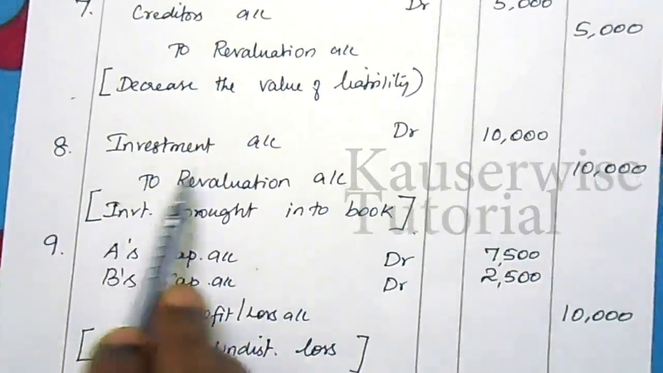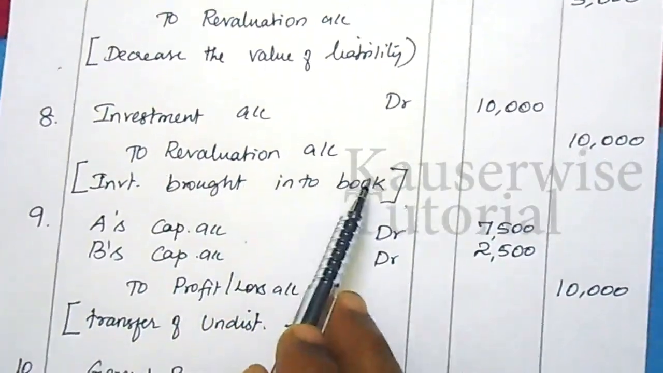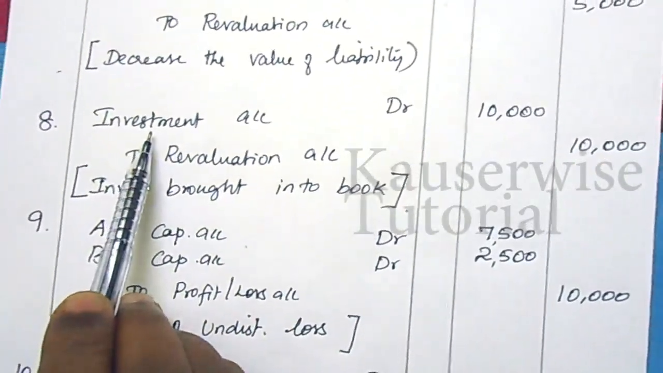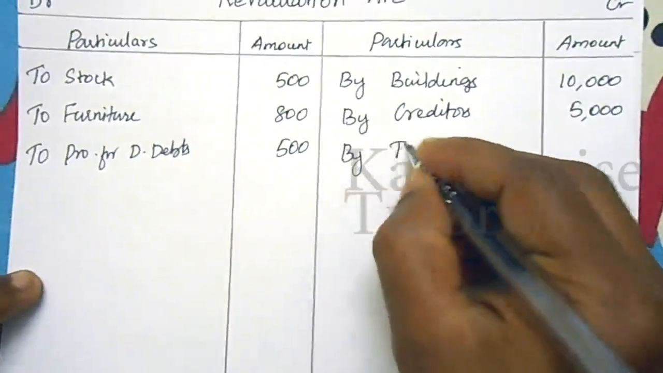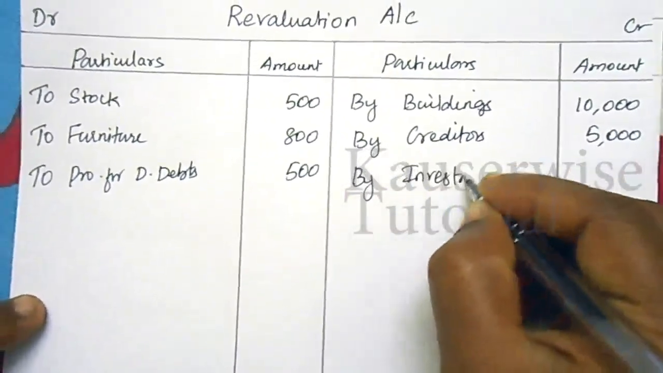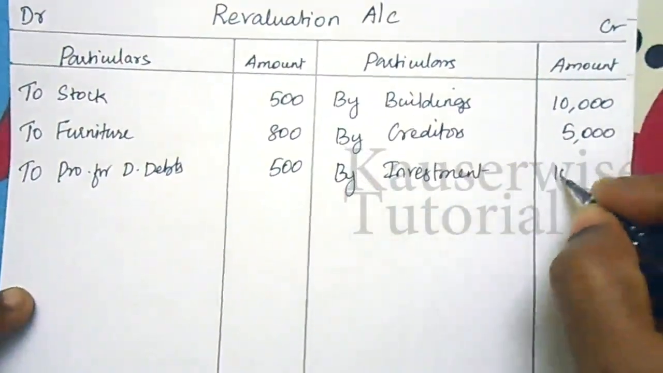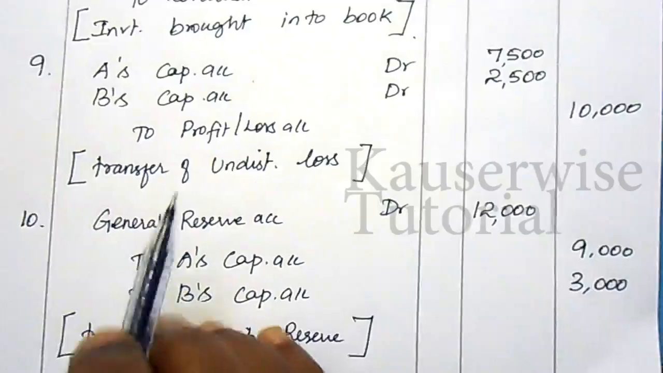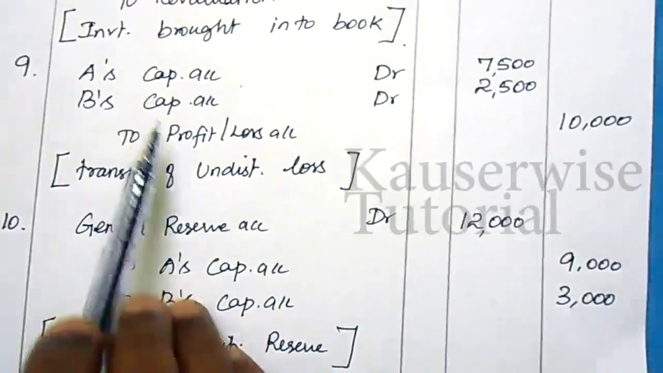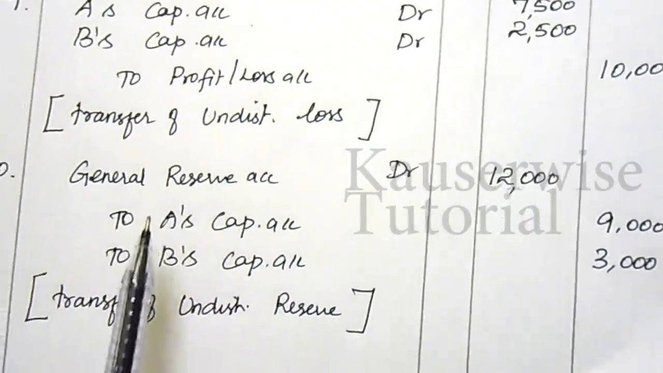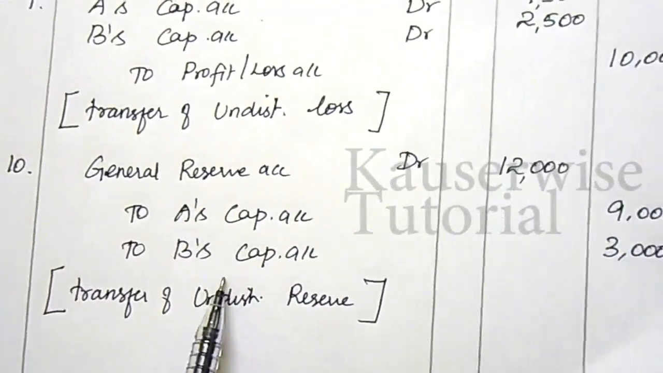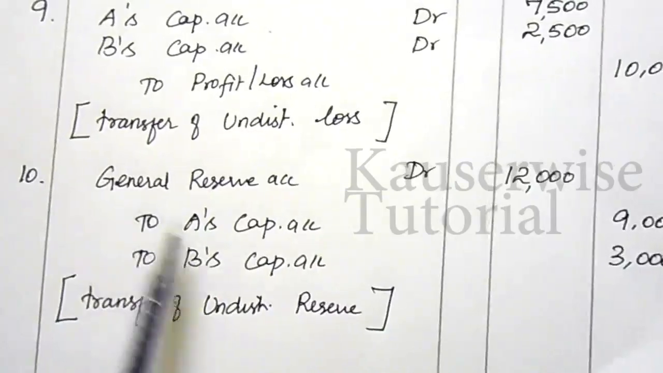Next entry, investment account debit to revaluation account. So enter investment under credit side of revaluation account. By investment, how much? 10,000. Okay, next entry, old partners' capital to P&L account. This will be transferred to capital account. Then general reserve to old partners' capital account. This will be shown under capital account.